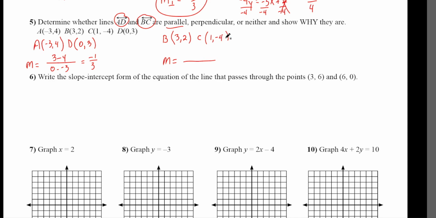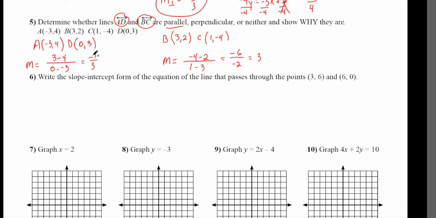So I subtract the y's and put them on top: negative 4 minus 2. And then I subtract the x's and put those on the bottom: 1 minus 3. Let's see what I get. That's going to be negative 6. Excuse me, that's going to be negative 2. Simplify that, that's positive 3. All right, I found the slopes of both of them.